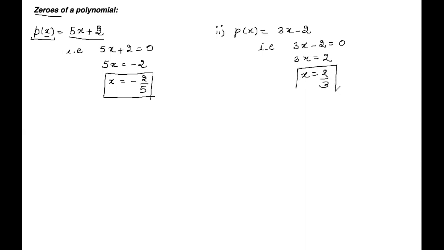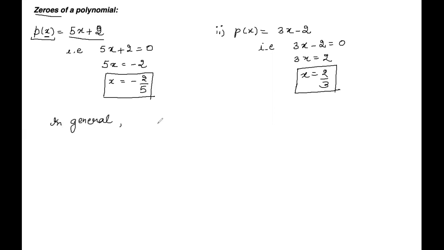Now consider another example for this. Let's suppose I have a linear polynomial, let's say 3x minus 2. Now to find the 0 of the polynomial, we'll substitute 3x minus 2 equals 0. From here we'll get 3x equals 2 and x equals 2 by 3. So when the value of x equals 2 by 3, the value of the polynomial will be equal to 0.